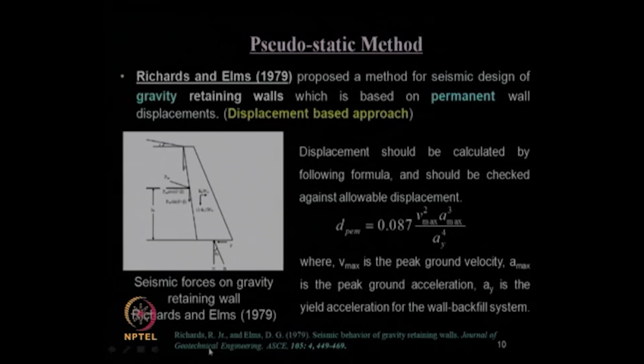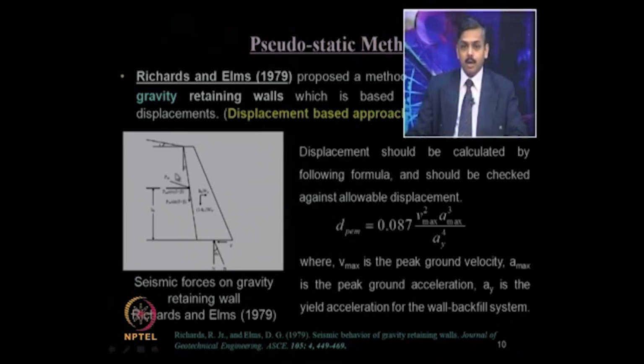This is the detail of the paper, one can easily get. You can see the details of the paper, Richard and Elms 1979, seismic behavior of gravity retaining walls. It was published in Journal of Geotechnical Engineering of ASCE, volume 105, issue 4, page number is given over here. So, what it proposed, in addition to the computation of this active earth pressure PAE under earthquake condition using the same pseudostatic approach, is that it can additionally be checked with respect to the permissible displacement of the wall. And how to estimate the permissible displacement?